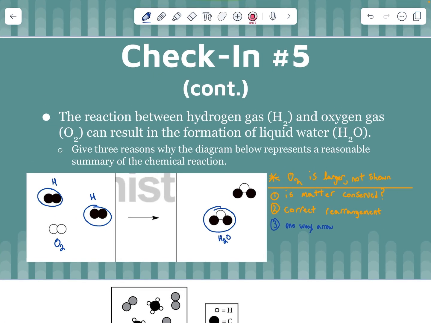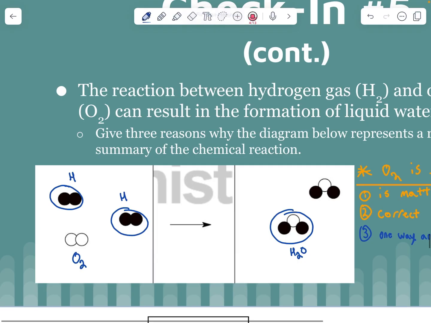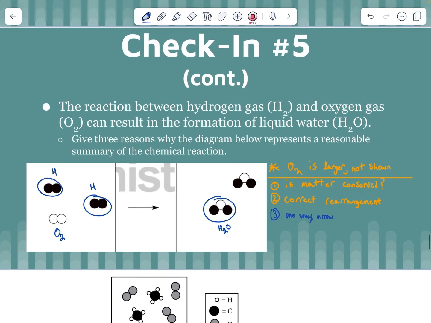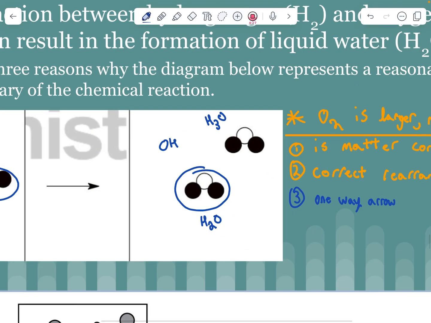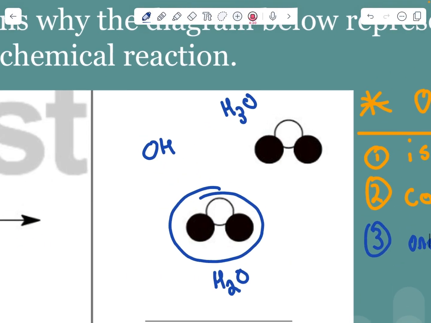So the reasons we know that this is our particulate diagram is matter is conserved. We start with 4 hydrogens and end with 4 hydrogens. We start with 2 oxygens, end with 2 oxygens. There's a correct rearrangement, so they're going into water. It's not going to be like a hydroxide and a hydronium, which would kind of disorient. That would be some acid-base chemistry because we're giving off basic and acidic protons.